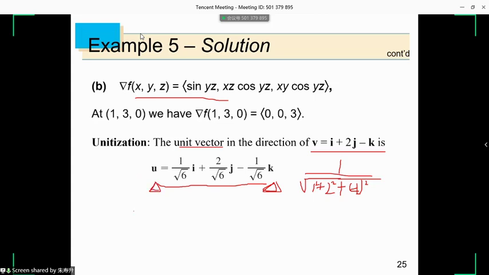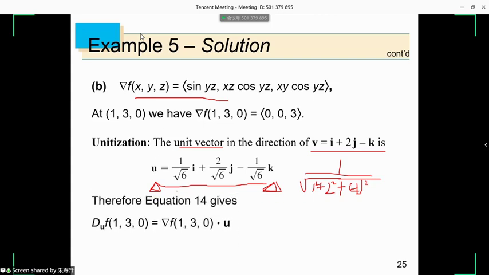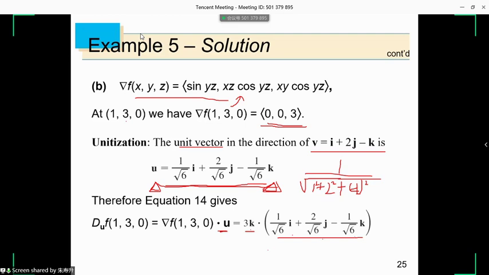And then we know that the directional derivative equals the gradient dot product u. So we take the point (1, 3, 0) in this formula, and we get 0, 0, 3. Then this one dot product this one, we can get the value. The last one is 3k, and the product of this is 0, and 0, and 3 multiplied by minus 1 over square root 6. So the final result is this one.